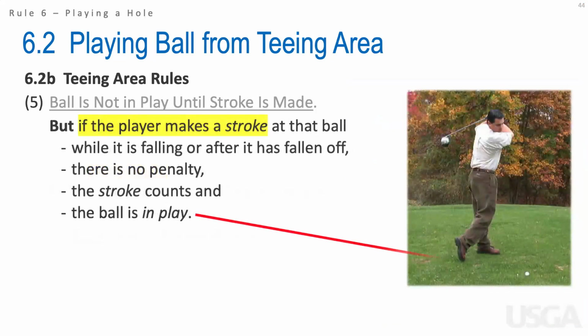But if the player has made a stroke at the ball while it's falling or after it's fallen off, there's no penalty. So, for some reason it starts to fall off, you make your stroke. The stroke counts, the ball's in play. But if it's still within the teeing area, you could just re-tee that. You could play it as it lies. You could do what you want with it. But if you do make a stroke at a ball, it's going to count, but there's not going to be a penalty involved.